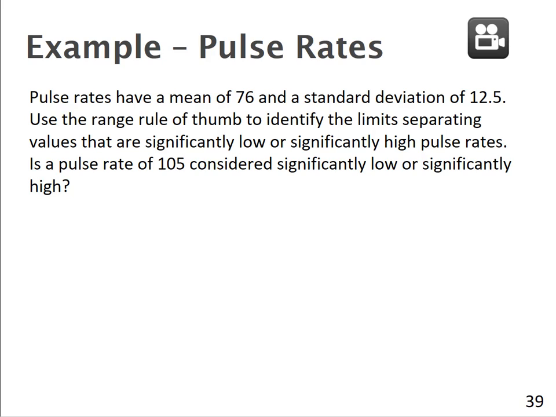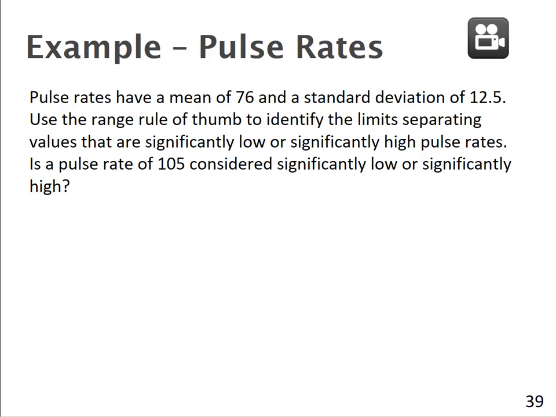Hi class, we are going to work two examples in this video where we use the range rule of thumb to find significantly low and significantly high boundaries and determine if a data value is significantly low or significantly high. The first example we're going to do is pulse rates. So let's read the problem first.